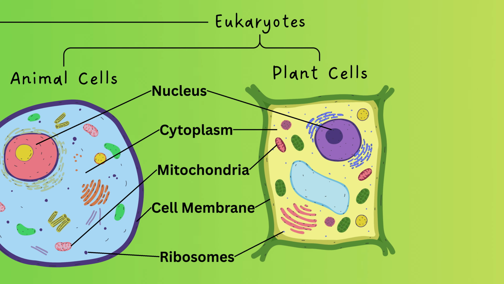Moving on to the plant cell now. Helpfully, a plant cell contains everything that an animal cell does, so that helps us out a lot. But plant cells contain 3 extra organelles that we need to learn.